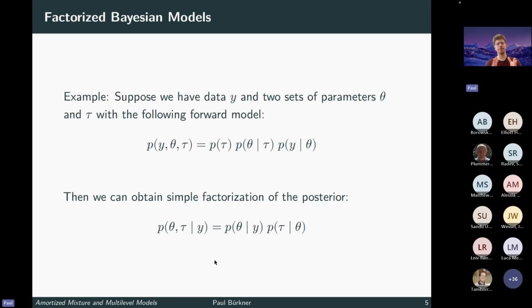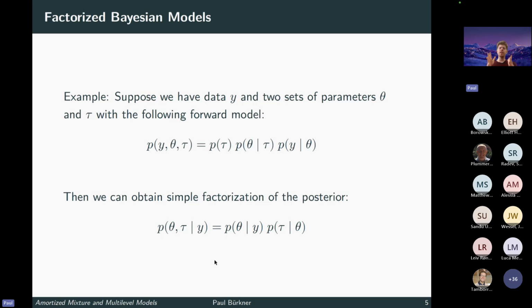So suppose we have some data variables y and two sets of parameters, which I'm just calling theta and tau right now, with the following forward model. The joint distribution of all of our variables y, theta, and tau would have the following factorization. We would have first just the distribution, we could call it a prior distribution, of our parameters tau. Then we would have another prior distribution of theta given tau. So we can think of tau as some kind of hyperparameters and theta as some kind of local parameters. We will make this more concrete in a bit.